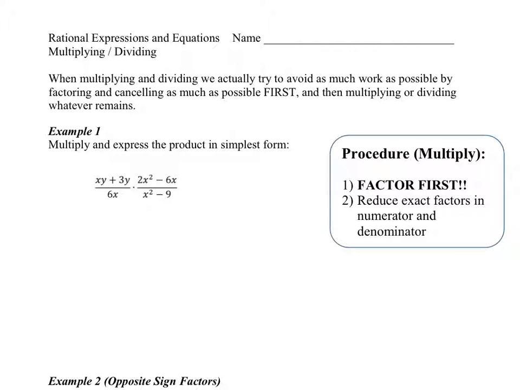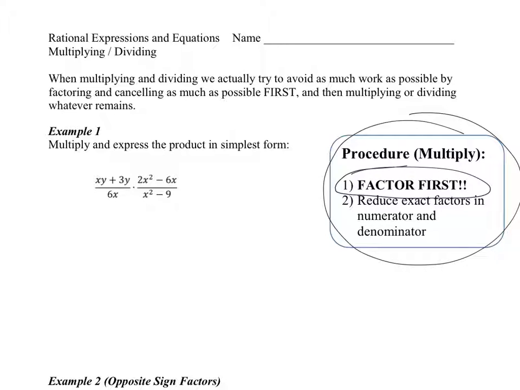Continuing our rational expressions and equations unit, we are not just going to be dividing binomials, we are also going to be dividing fractions and multiplying fractions. So we're going to go through how to do that. The basic idea, here's the procedure right here. Notice the first step is extremely important. You got to factor first.